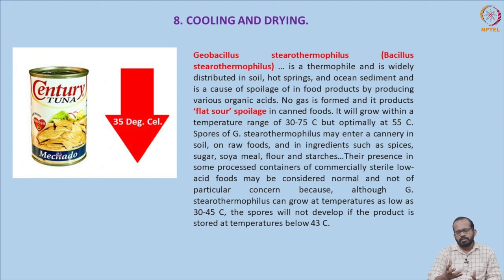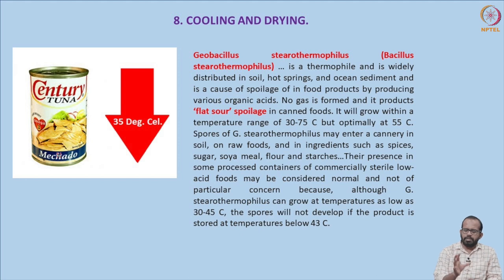What happens is that if sufficient cooling is not done, the product stays in the temperatures between 55 and 40 degrees Celsius, which is the ideal temperature range for Geobacillus spores to multiply. So it will ultimately create flat sour spoilage if the cooling is not rapid. So the rapid cooling has to be done, and it is provided only up to 35 degrees Celsius.